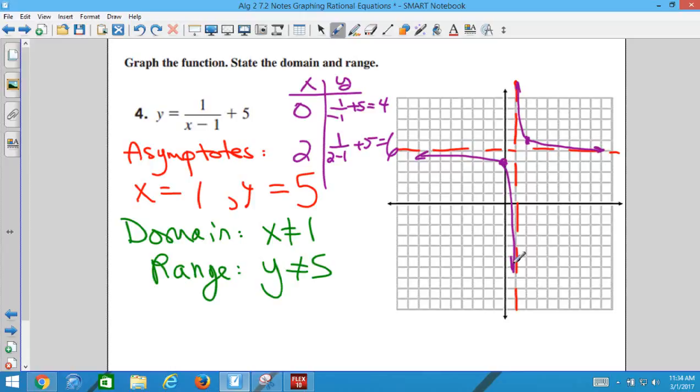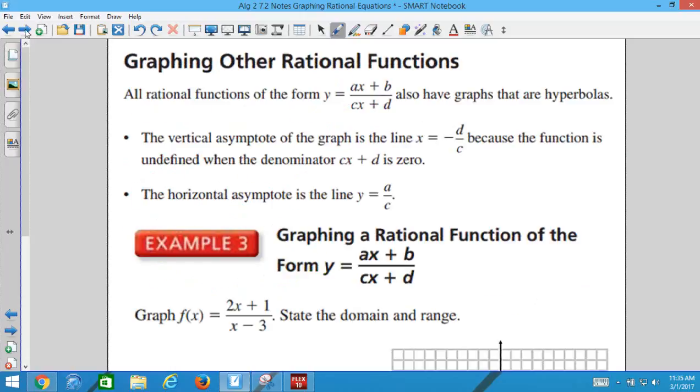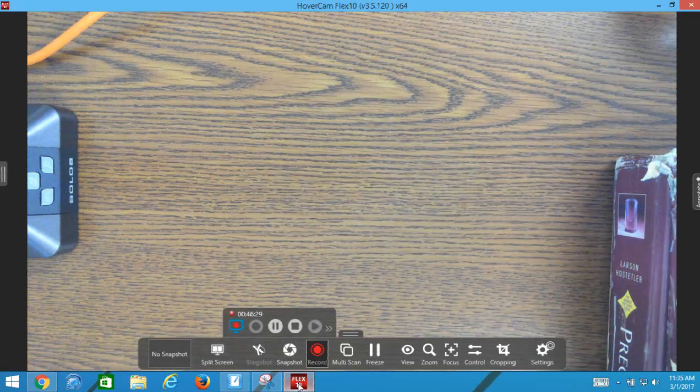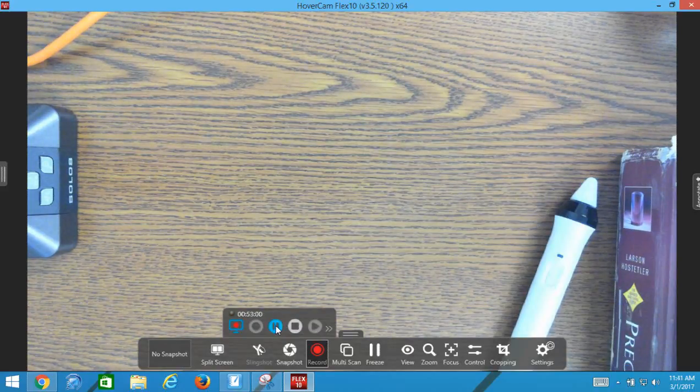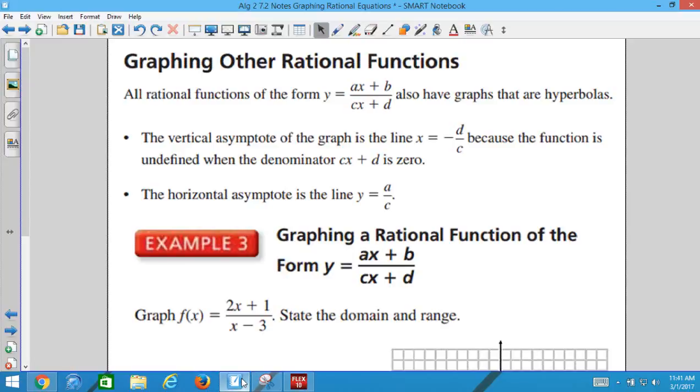All right, let's take a quick brain break. Quick. Go to the wall. Okay, guys, we have like 2 more examples to do and a couple practice. Let's see if we can get these 2 examples done before lunch.